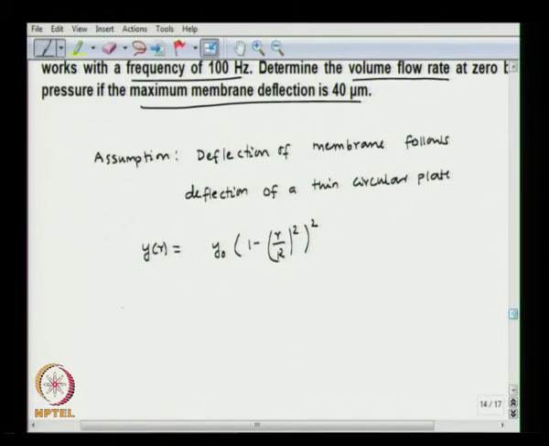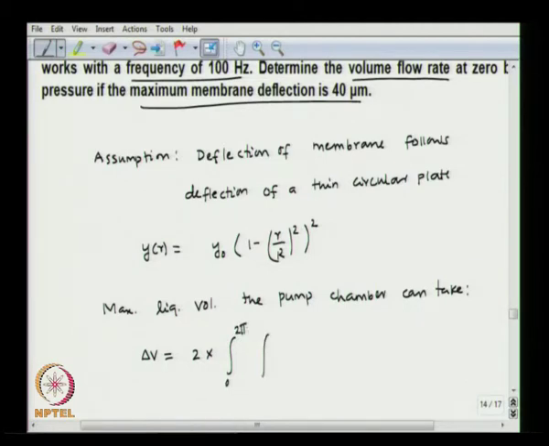So, we can find the maximum volume that the pump chamber can take. The maximum liquid volume the pump chamber can take is given by delta V, which will be twice the integral from 0 to 2 pi and from 0 to R of y0 into (1 minus r over R square) whole square r dr dphi.